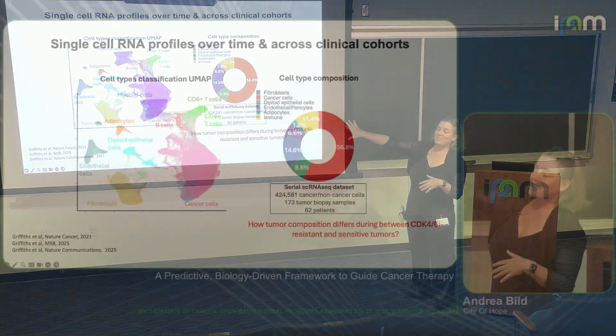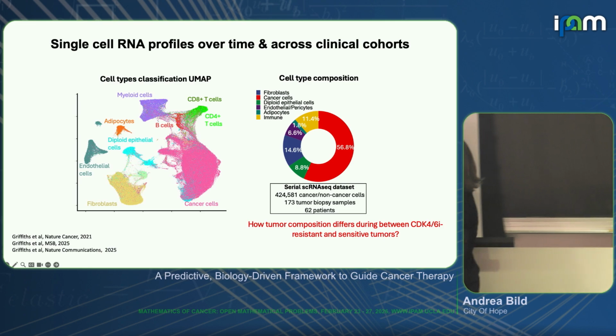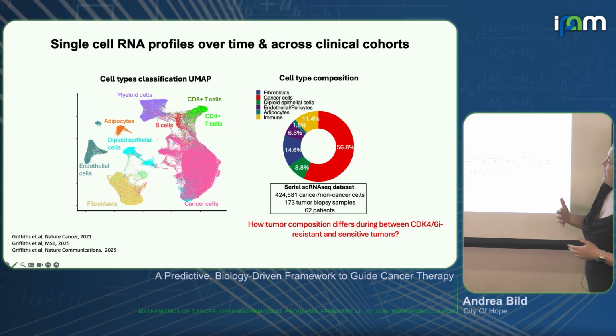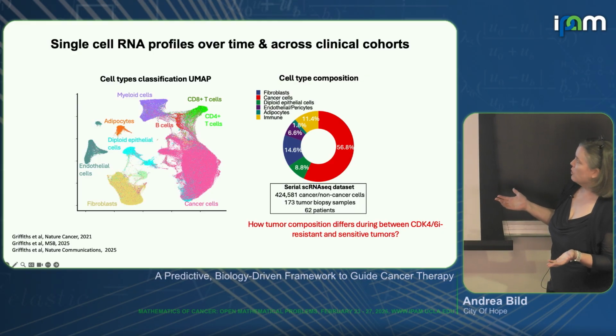Here are the single cells. Here's the classifier. Different colors represent different cell types. The pink ones are the cancer cells, and this is just the distribution of the different cell populations. Ben talked about these subclonal populations.